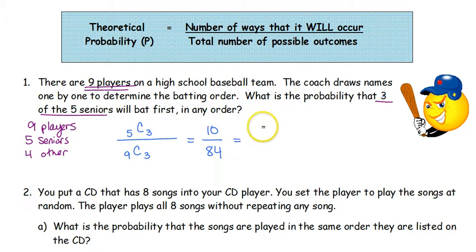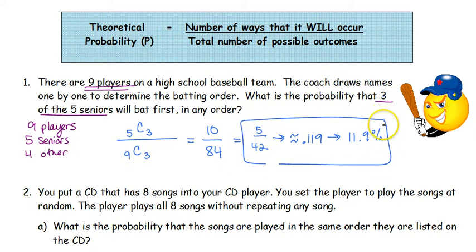Reduce your fraction. So when we write this, we can write 5 out of 42. If I wrote it as a decimal, it would be about 0.119. If I wrote that as a percent, we just move the decimal to the right twice, and that's 11.9%. So any of those options as our answer would be correct.